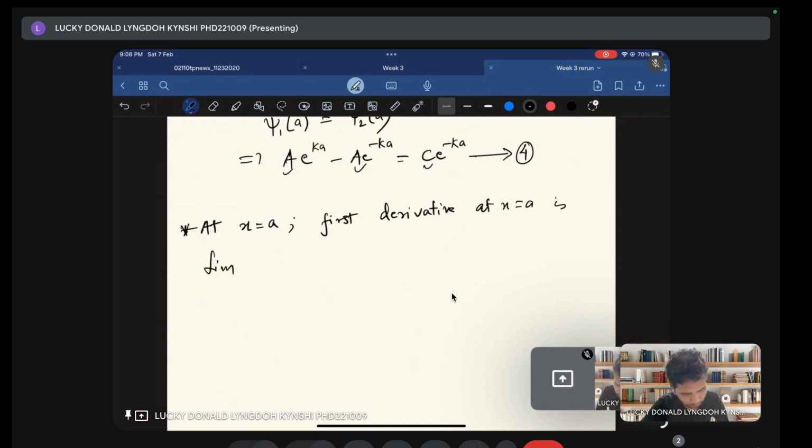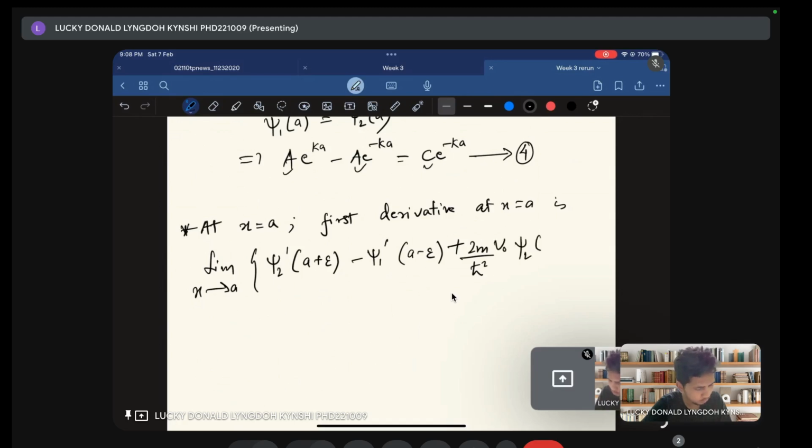Limit x tends to a of psi2 star, okay, psi2 star a plus epsilon, and minus of psi1 star a minus epsilon, plus twice m divided by h cross square v naught psi2 of a should be equal to 0. Okay, that means psi2 star minus psi1 star will be equal to 0.